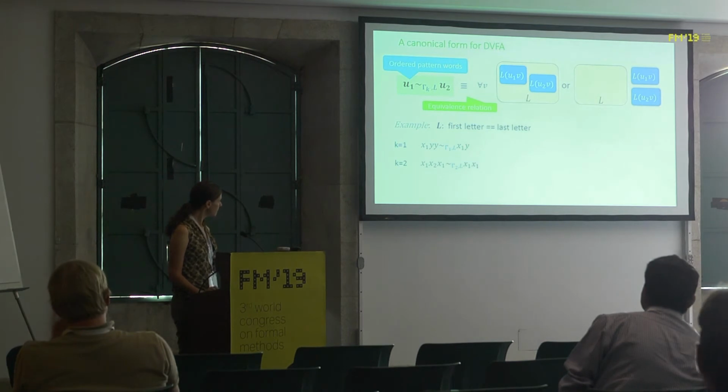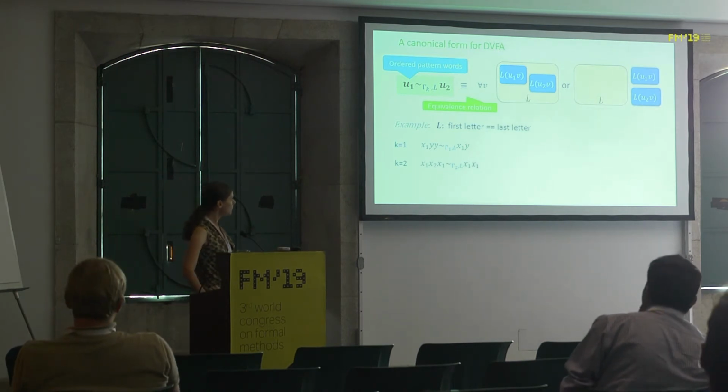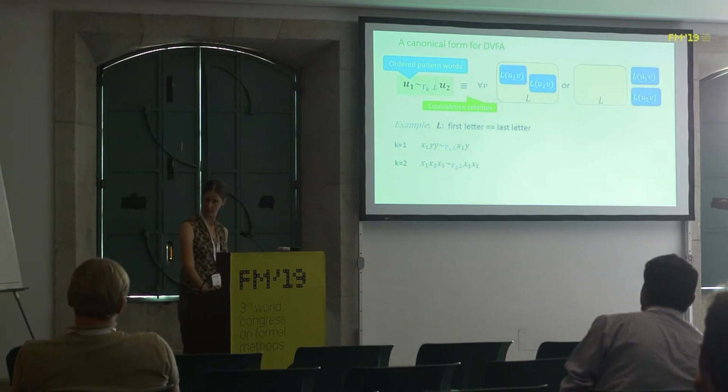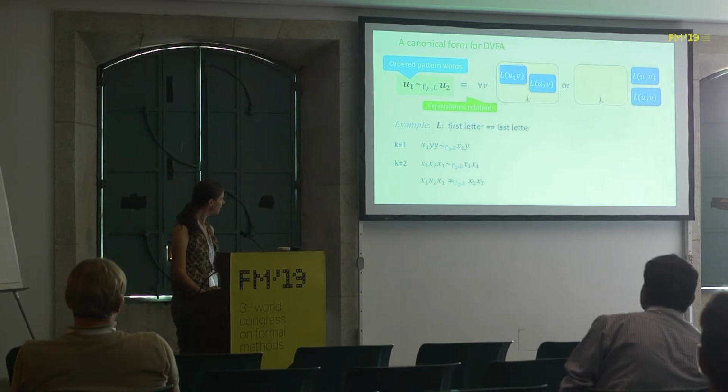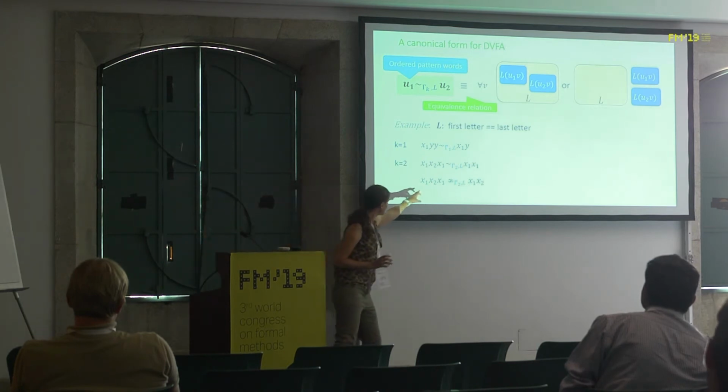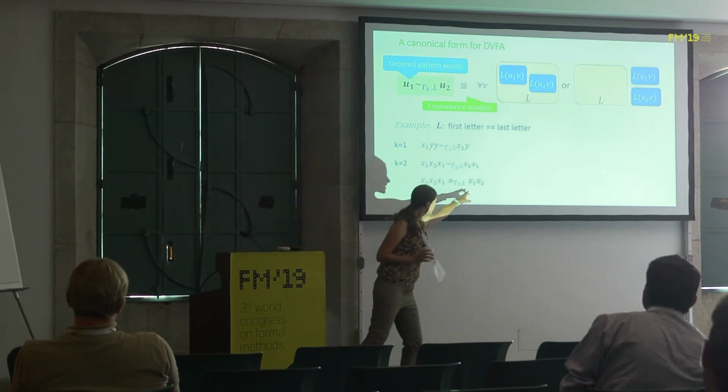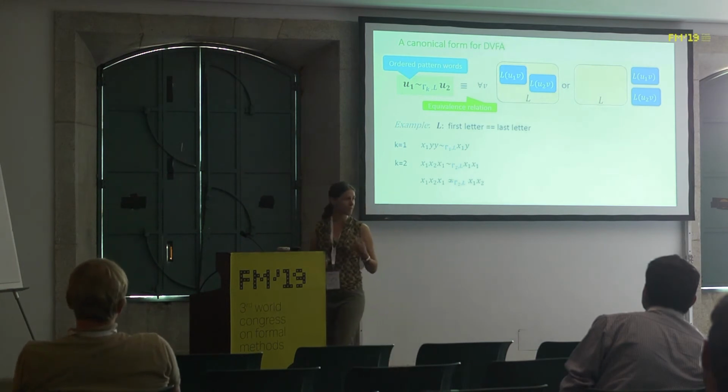Okay, here's another example. In this case, both pattern words, the languages are included in the language. The first and the last letter are the same. And finally, these two words are not in the relation because for the first pattern word, the first and the last letter are the same. For the second, the first and second letters are not the same, and this will remain no matter what we concatenate to them.